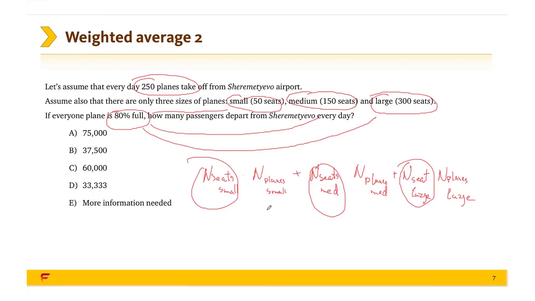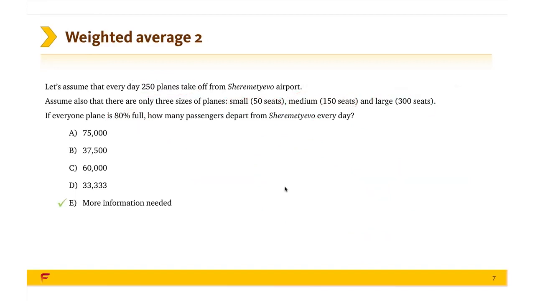But these numbers here are unknown to us. What we know is that the sum is 250. But we don't know whether there are more large planes or more medium planes or more small planes, or what combination thereof departs from Sheremetyevo each day. So the answer here is we need more information. So far we cannot tell how many passengers depart from Sheremetyevo. And the answer is E.